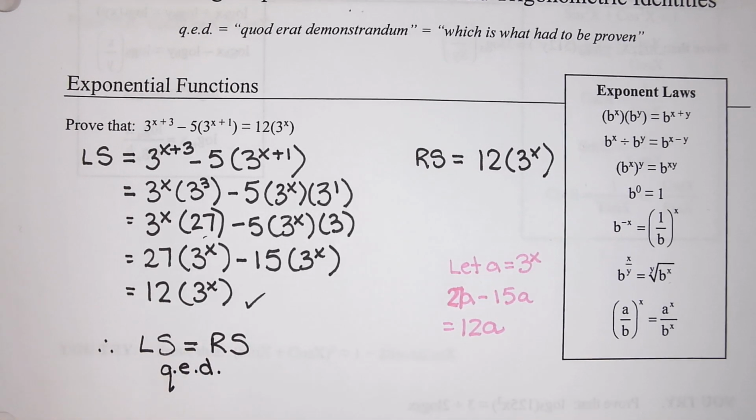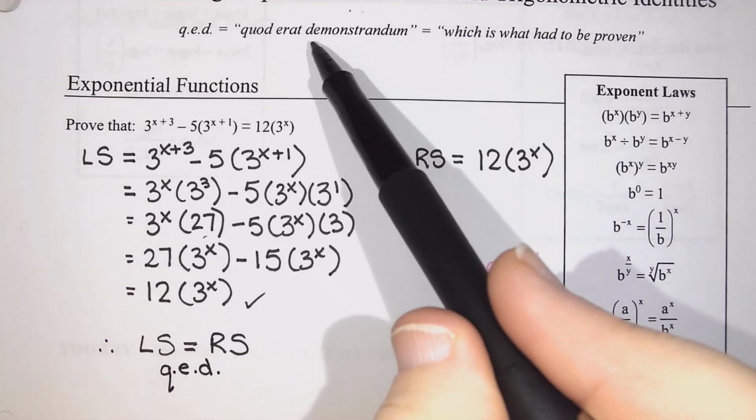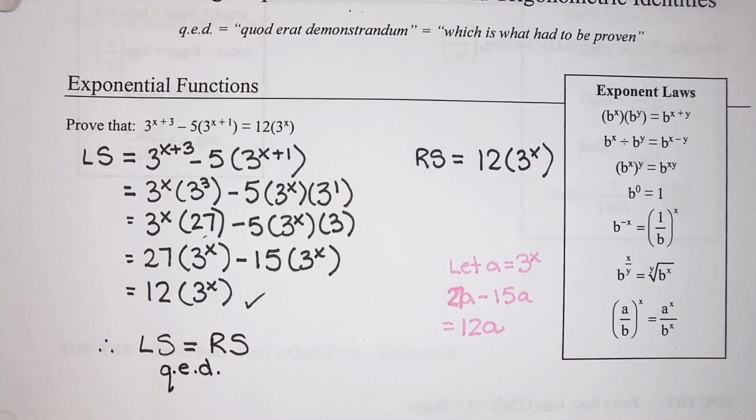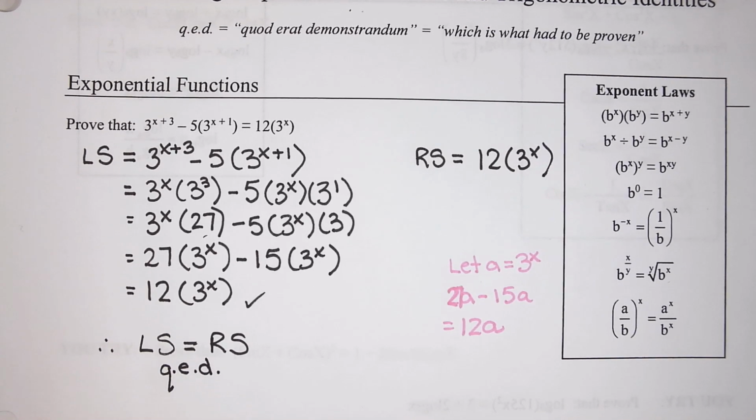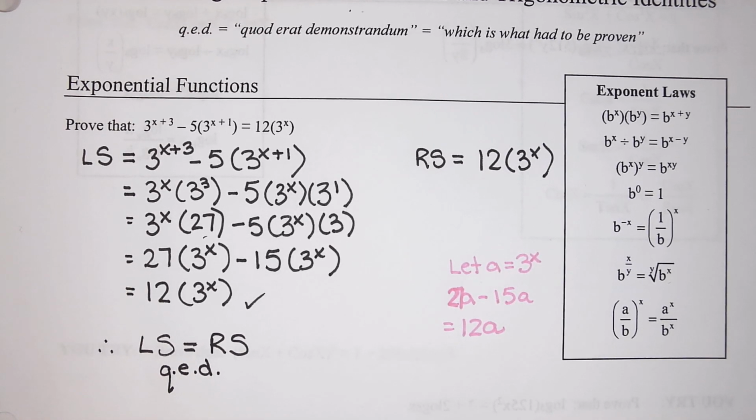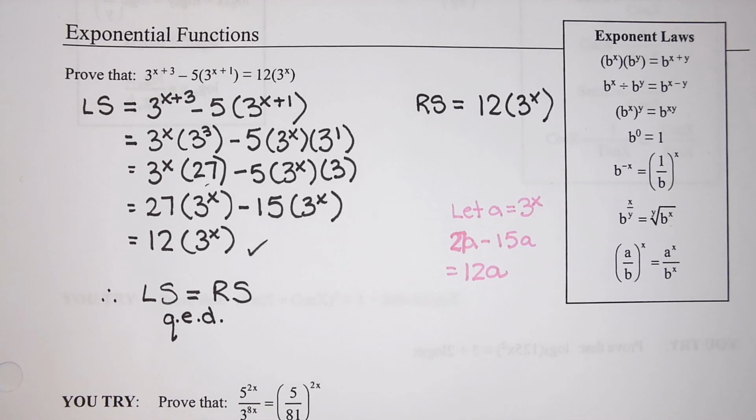QED is Latin for quod erat demonstrandum, which basically means which is what was to be proven, right? So left side equals right side, which is what we needed to prove. Do I need the QED? No. Do I need the left side equals right side? Yes. So you need to write the left side equals right side. If you want to make your proof a little fancier, you can add the QED, and if you don't care, then you can leave it off.